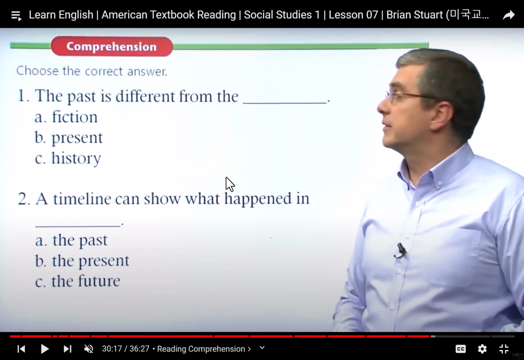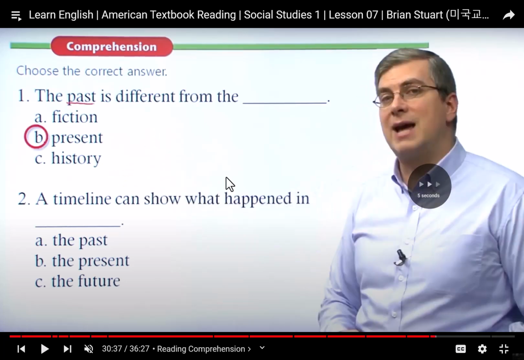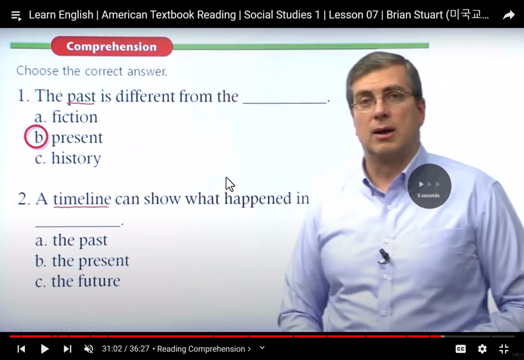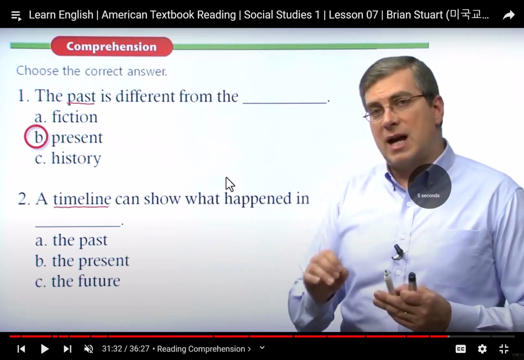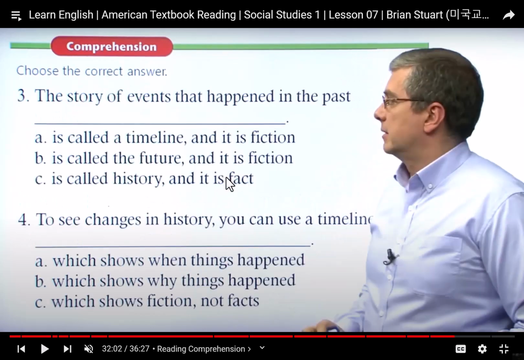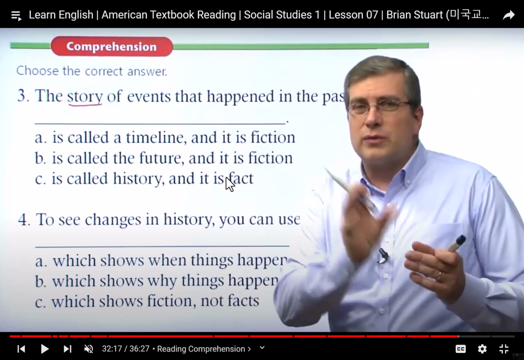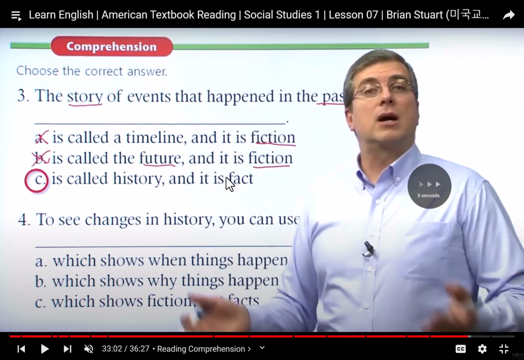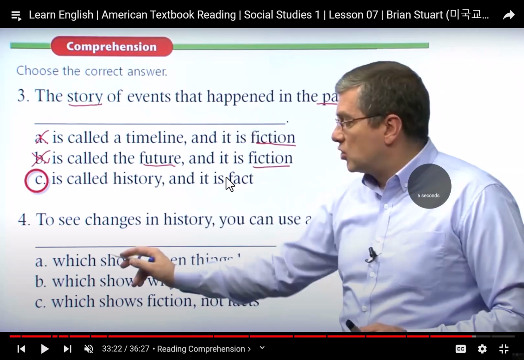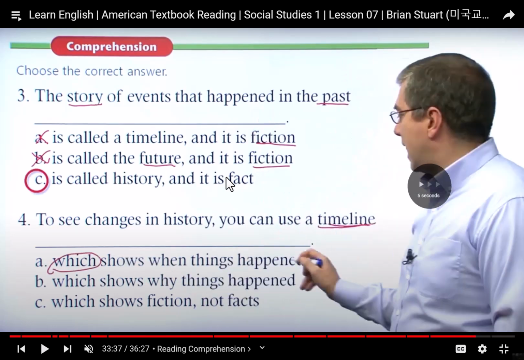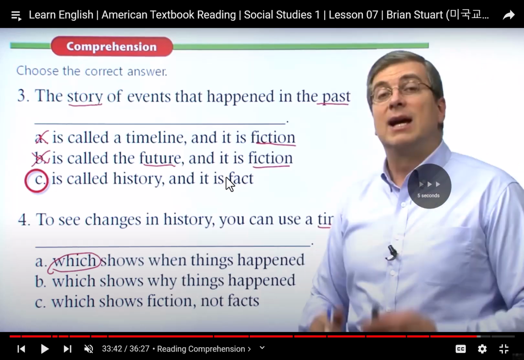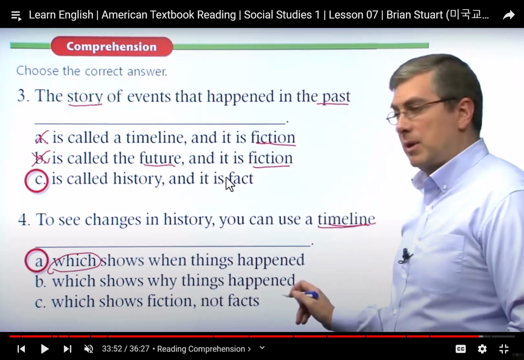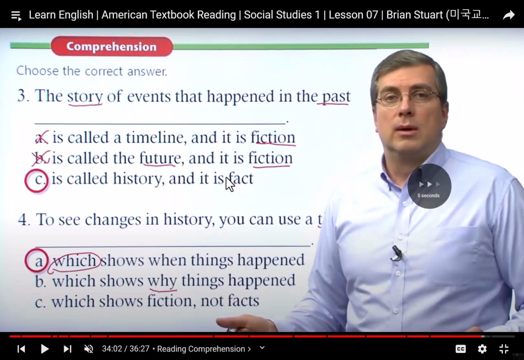Comprehension, choose the correct answer. First, the past is different from the present. Two, a timeline can show what happened in the past. 3, the story of events that happened in the past, not A, not B, it is C. 4, to see change in history, you can use a timeline, which shows when things happen.